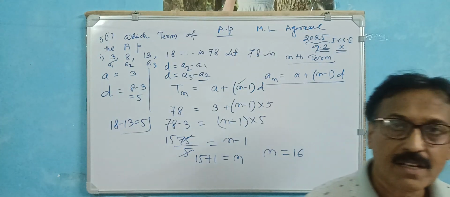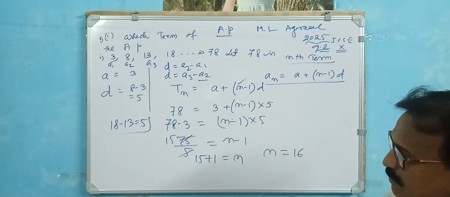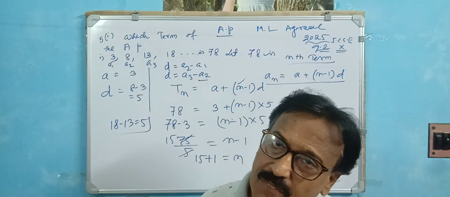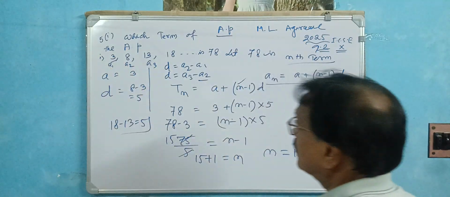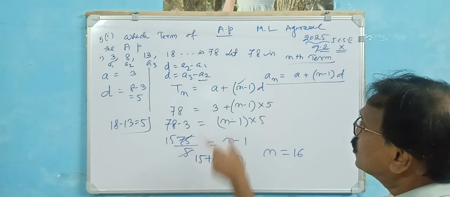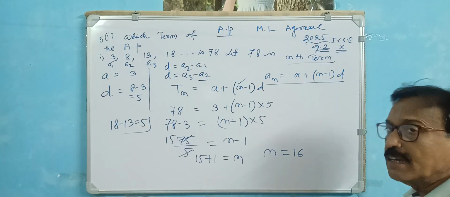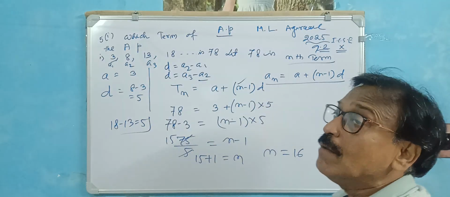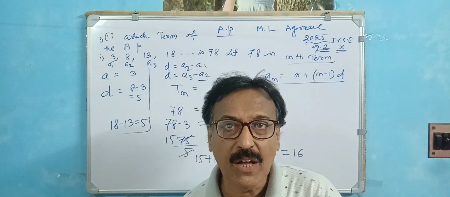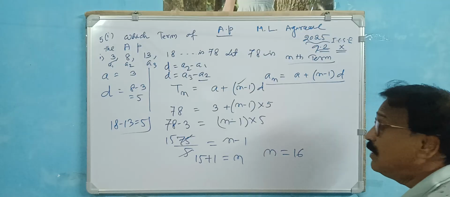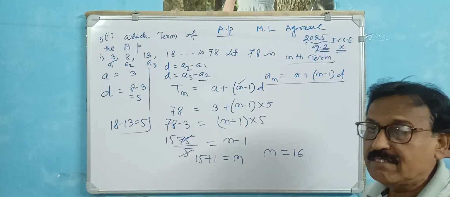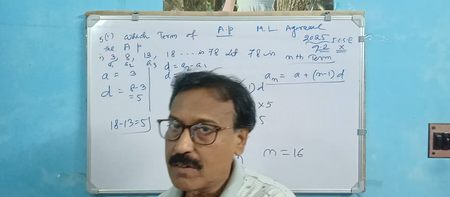So in case of an AP, you first find out the first term and the common difference. Then you know the general formula: Tn equals A plus (n minus 1) into D. Don't panic. 78 is the value of the nth term. You find out the value of n, the number of terms.